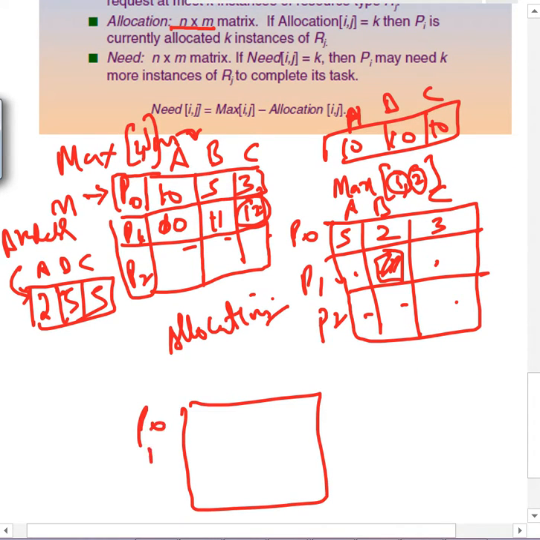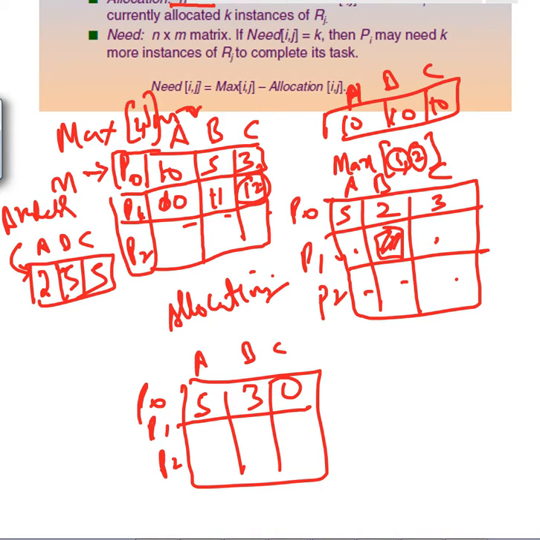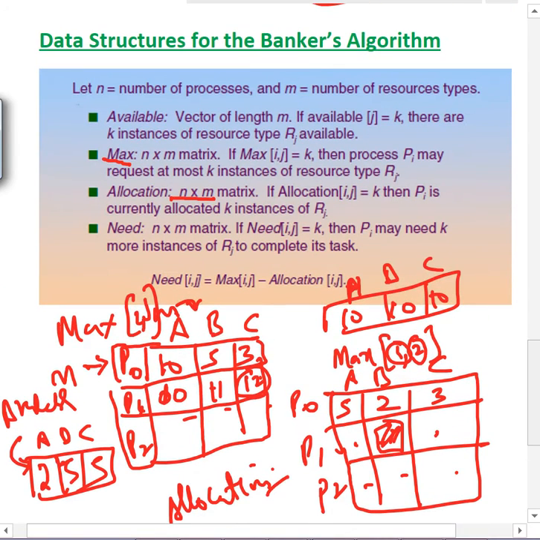Because I have P0, P1, P2, and so on, and I have A, B, and C. Now it is max minus the allocation matrix. So 10 minus 5 is 5, 5 minus 2 is 3, 3 minus 3 is 0. So this is the requirement for P0, that I need this much more. That's why we are saying here that need of ij is equal to max of ij minus allocation of ij. This is just straightforward, because need is what is more required.